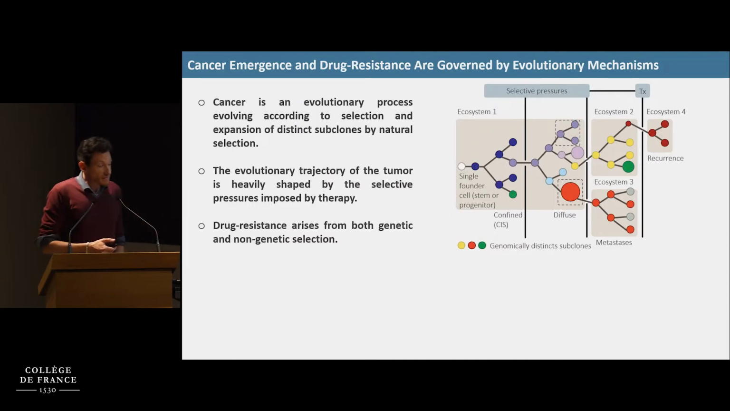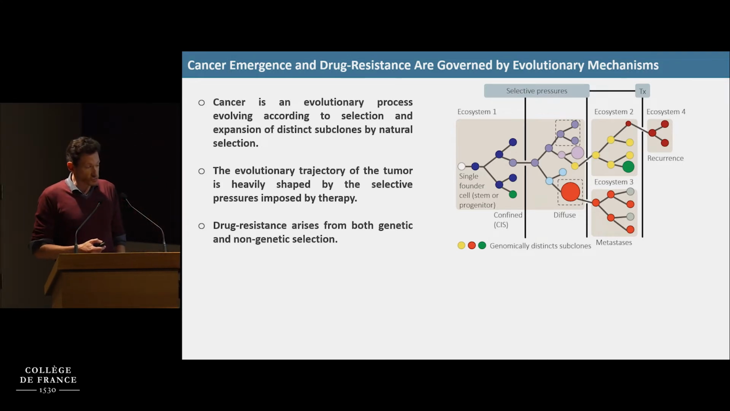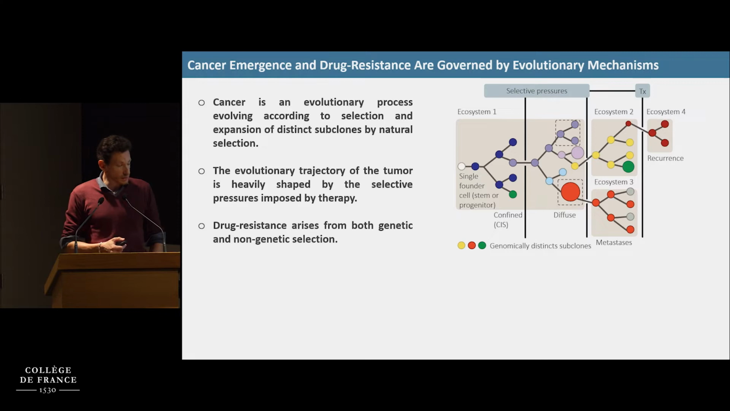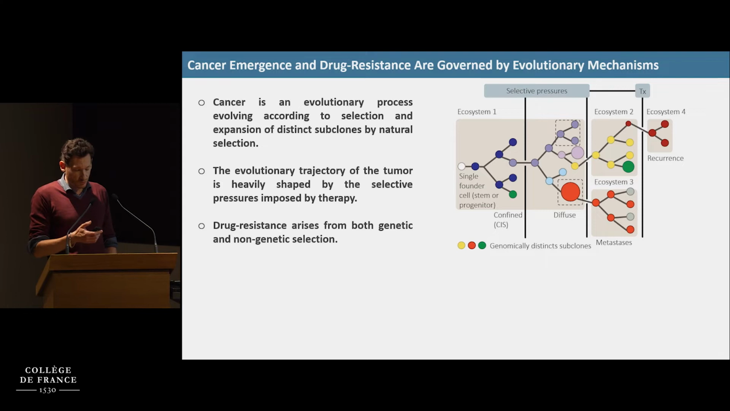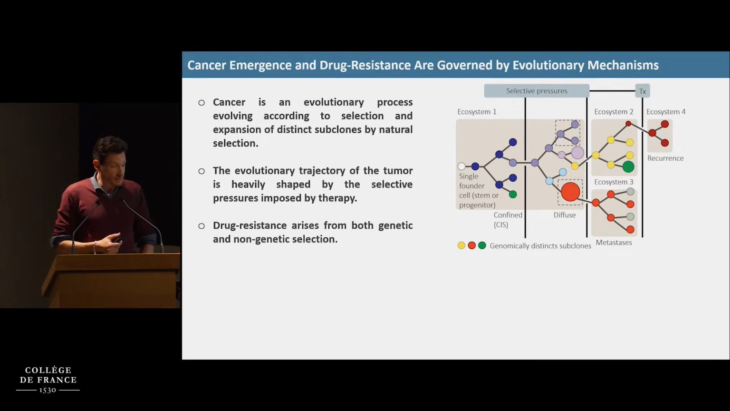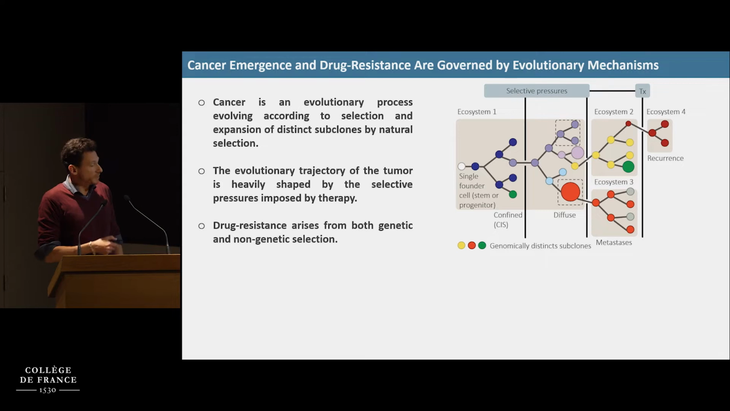Since the 1980s, Peter Nowell formalized the idea that cancer evolution can follow an evolutionary process that evolves according to both diversification and expansion of distinct subclones by virtue of natural selection. Since then, many single-cell DNA sequencing studies, whole genome sequencing studies have been developed, and they have been able to track individual genetically distinct subclones to formalize the idea that indeed the tumor evolution is heavily influenced by the selective pressure that is mostly imposed by therapy.